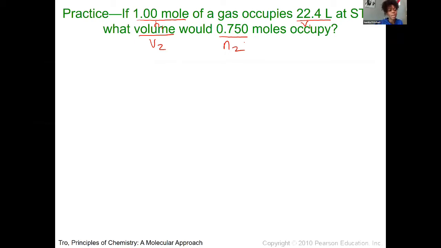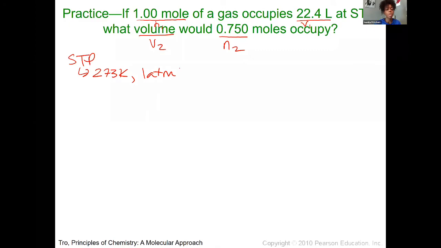As a quick side note, and we'll talk about this in later videos, STP simply means standard temperature and pressure. Standard temperature and pressure are 273 Kelvin and 1 atmosphere. But for this particular problem, we're not going to worry about it because we're assuming that they're held constant in an Avogadro's law type of problem.